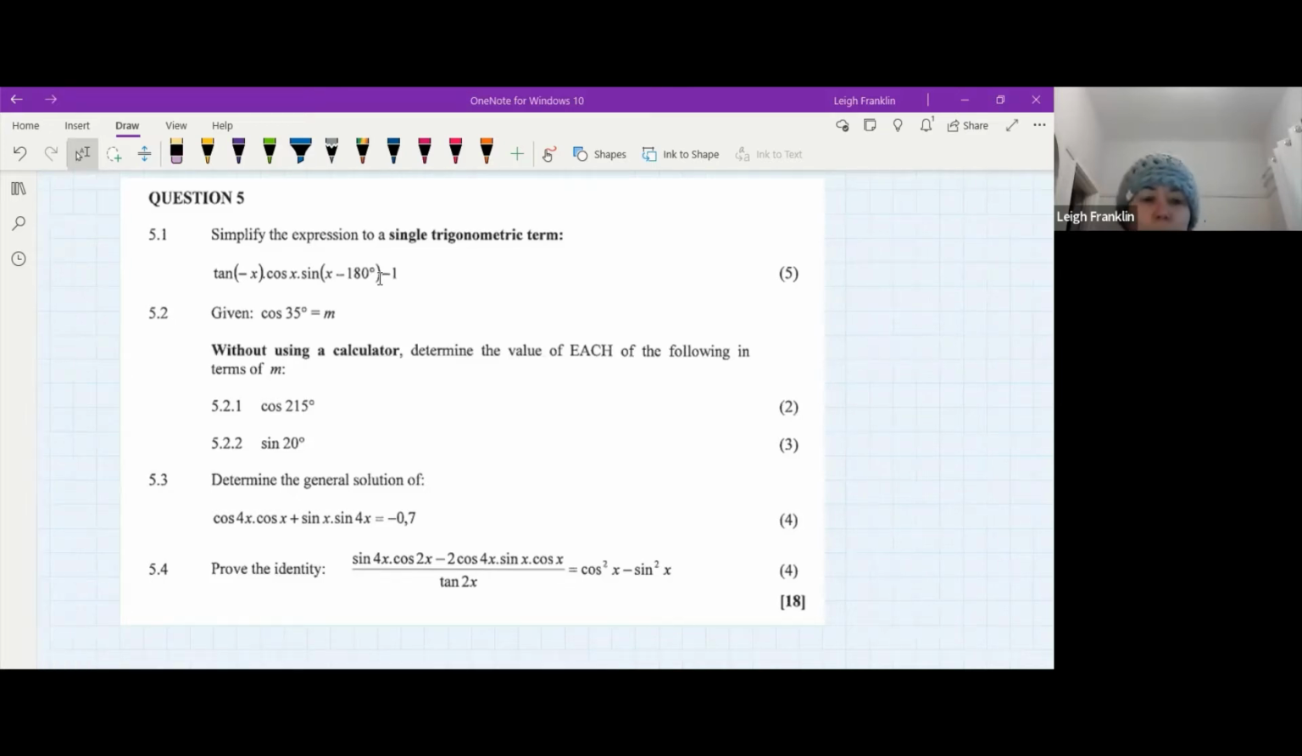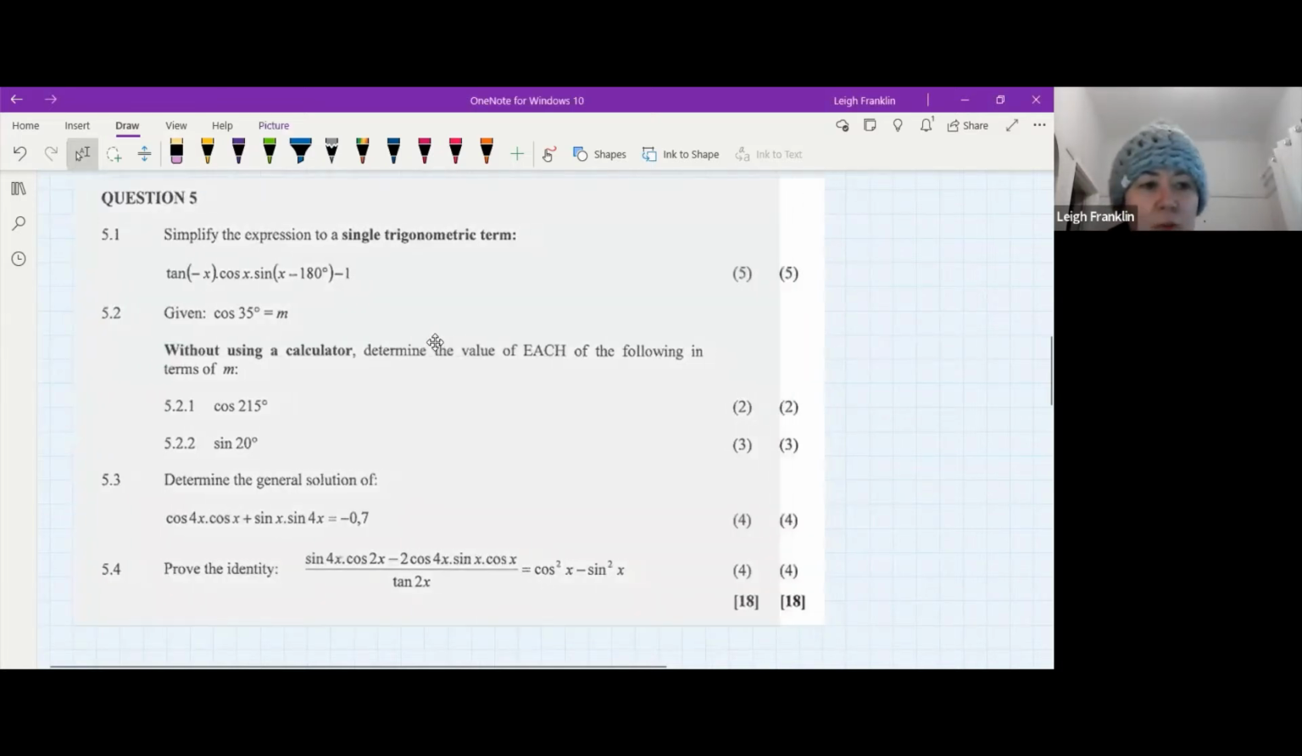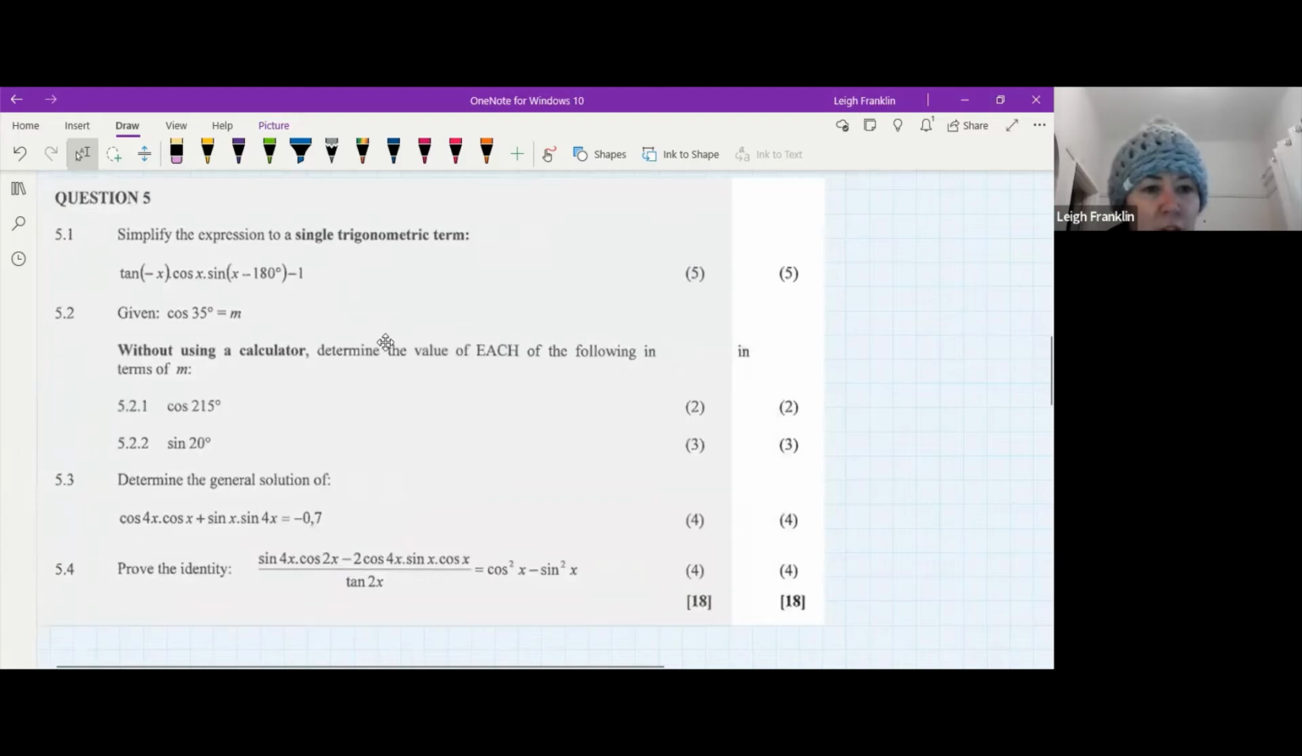Well, let's just whip through the others just to make sure that you got the right answers. And then if you feel you want more practice with trig, we certainly can. Proving the identities, yeah, there can be some really nasty ones. Okay, let's have a look at this. In question 5.1, they wanted you to simplify this to a single trigonometric ratio.